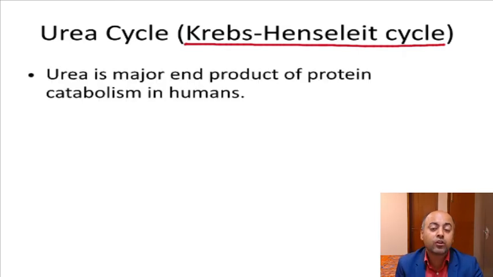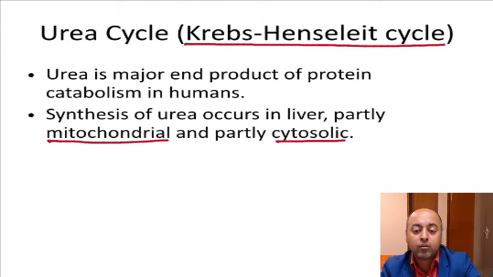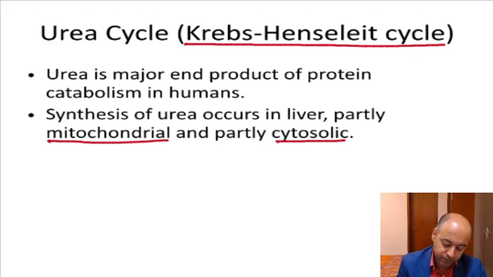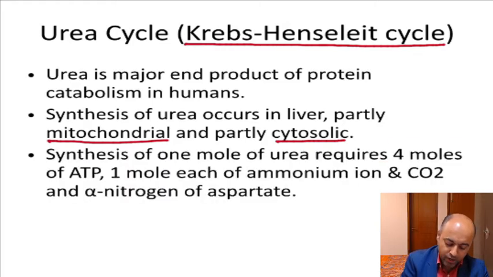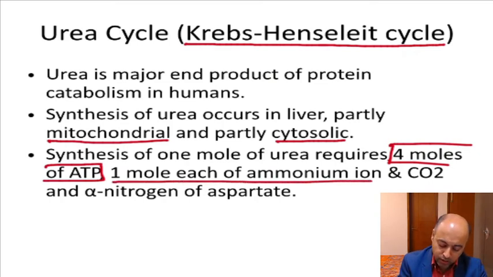At the end, you are going to get urea, which is the degradation product of amino acid metabolism in humans. Synthesis occurs only in the liver, but here two compartments are involved: both mitochondria and cytoplasm. And 4 moles of ATP are required, in addition to ammonia, carbon dioxide and nitrogen from aspartate.